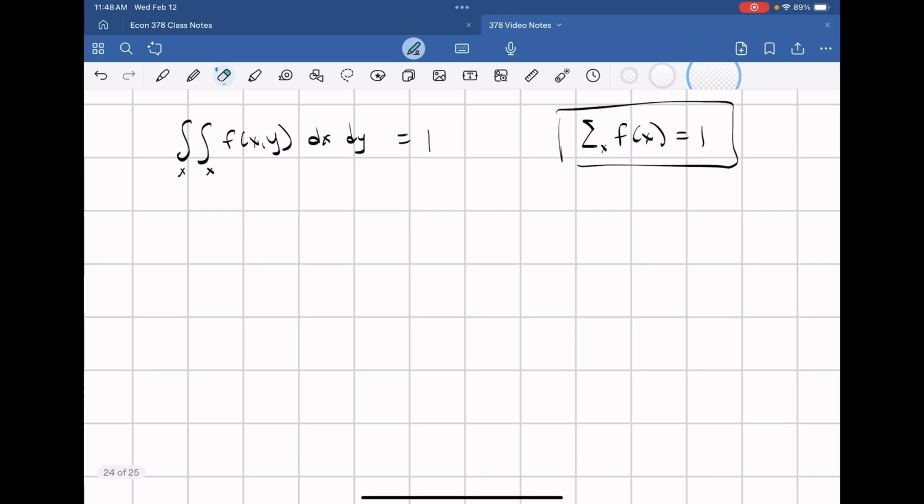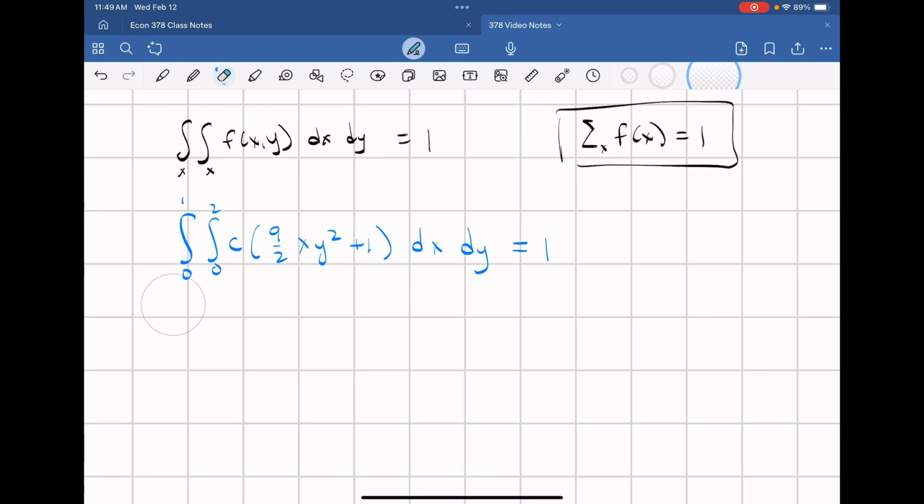So to do this, we would then integrate over the range of y, which is 0 to 1, the range of x, which is 0 to 2, of our f of x, y. So we have the constant c times 9/2 x y squared plus 1 dx dy. And this should equal 1.